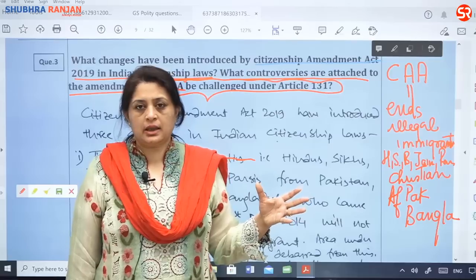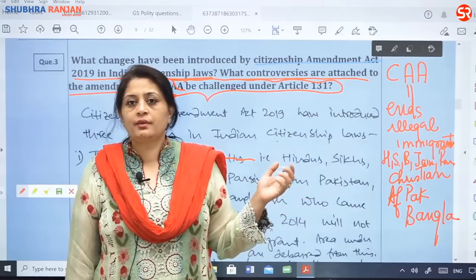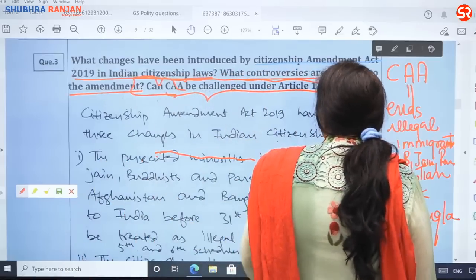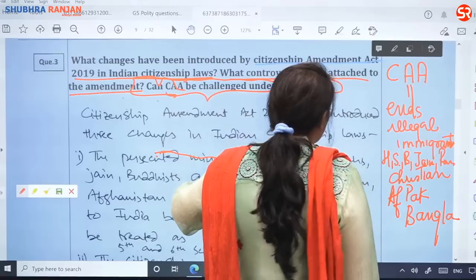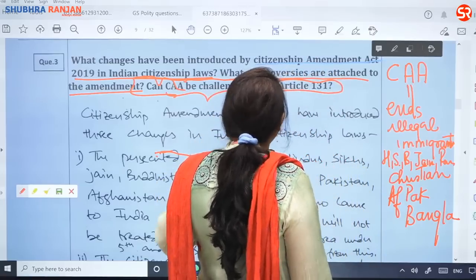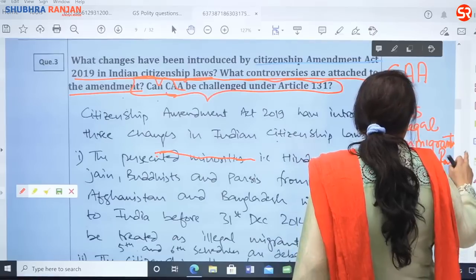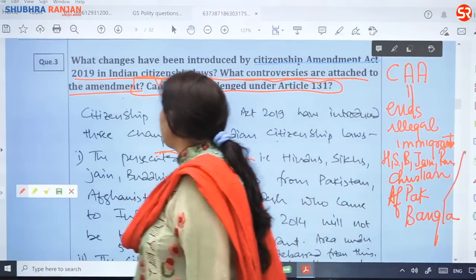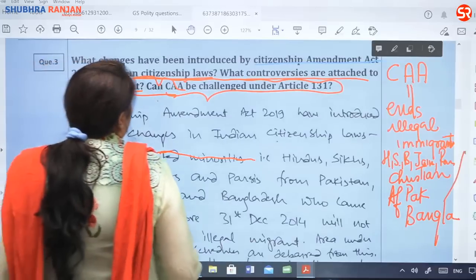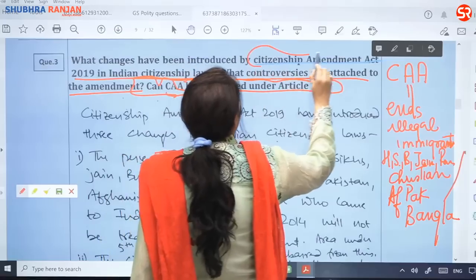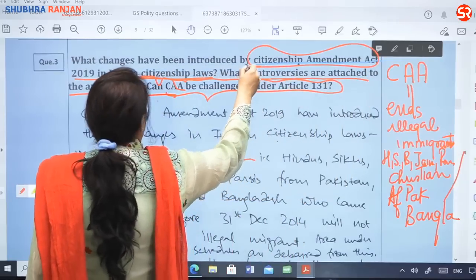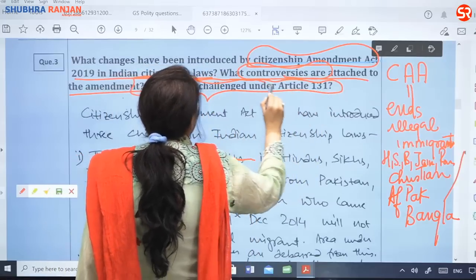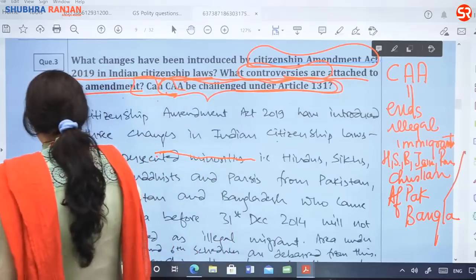The points I have basically taken from the affidavit which has been filed by the government. Okay, and I will also discuss it in the format of the questions which I have asked and how I should have addressed them. So the question is, what challenges have been introduced by the Citizenship Amendment Act, then the controversies, and can it be challenged under Article 131?